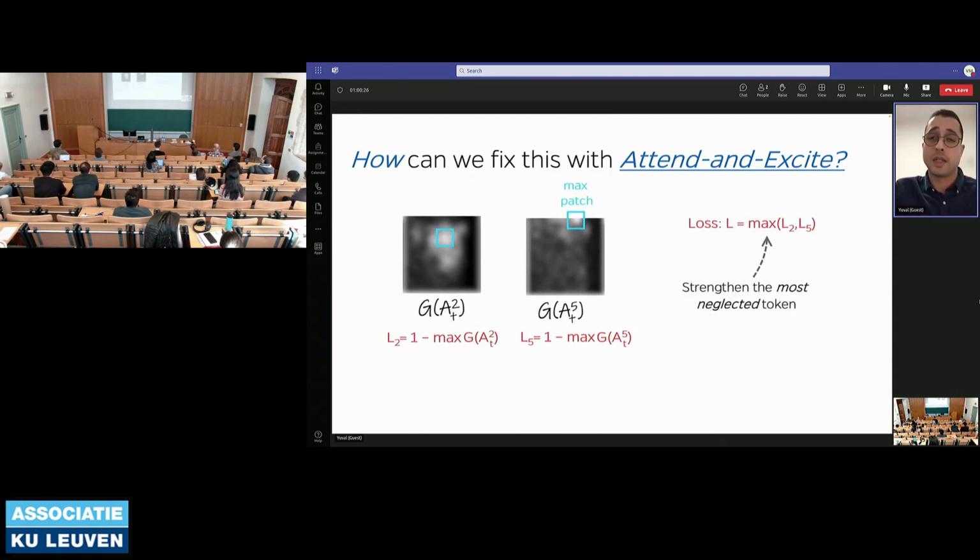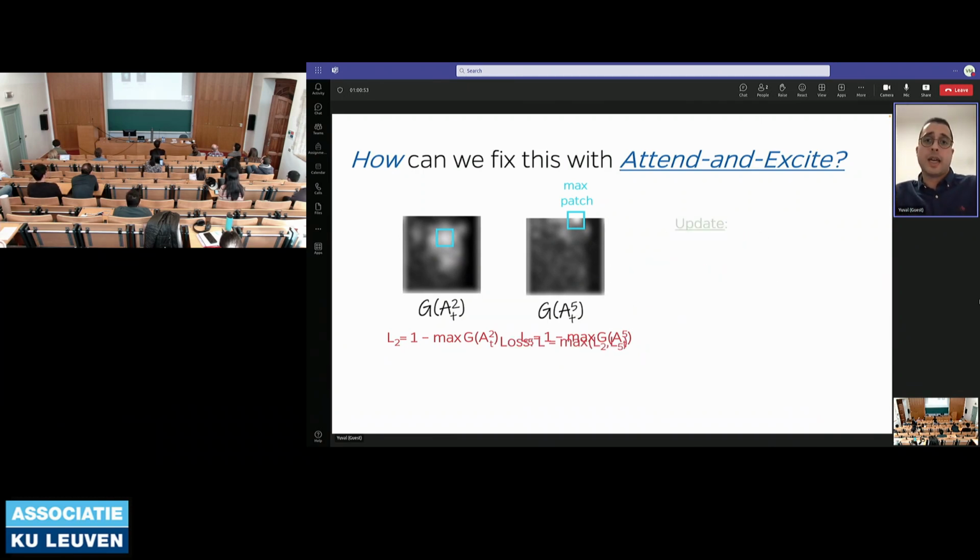So we're going to take these two losses for each one of our subjects and simply take the maximum of the two. And what we're trying to say here is that we want to consider the most neglected token that has the lowest activation. And we're going to try to strengthen this most neglected token. Because if the most neglected token has a strong activation, then it must be that all the other tokens have a strong activation as well. So we're always going to try to consider the worst case.